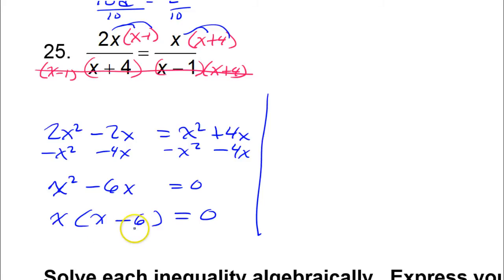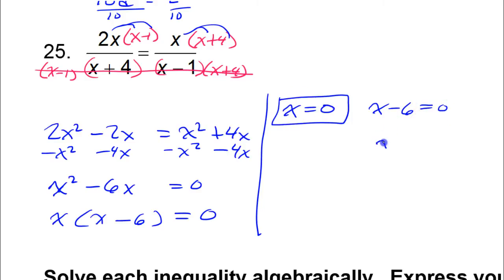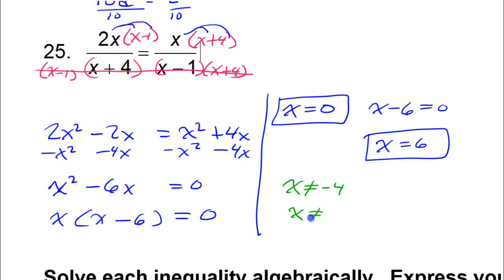To get the solutions, I set each of these factors equal to 0. So x equals 0, x minus 6 equals 0. Alright, this is a solution. Adding 6 to both sides, I get x equals 6. So what are the excluded values? Looking at the x plus 4, I know that x cannot equal negative 4. Looking at the x minus 1, x cannot equal positive 1. Neither of these are excluded, so those really are the answers.